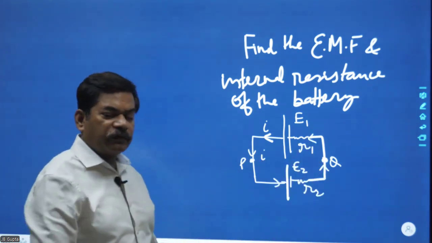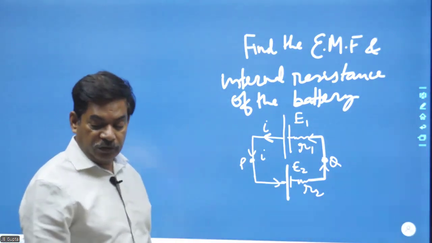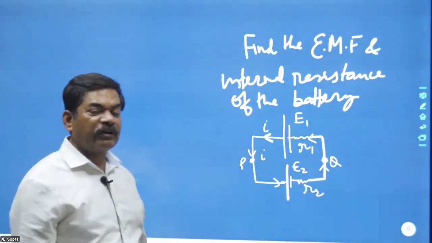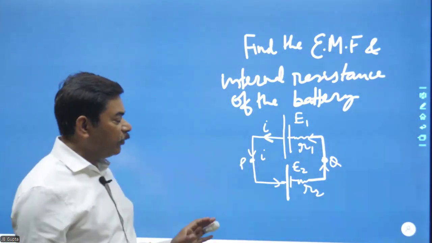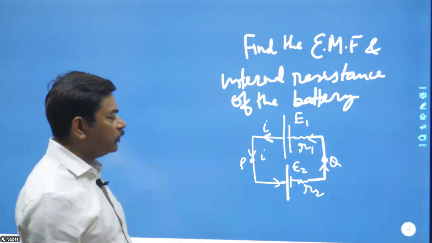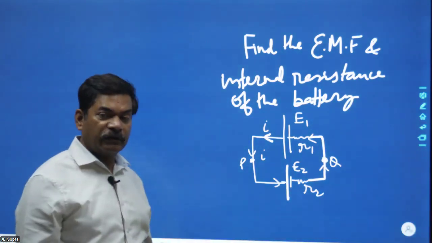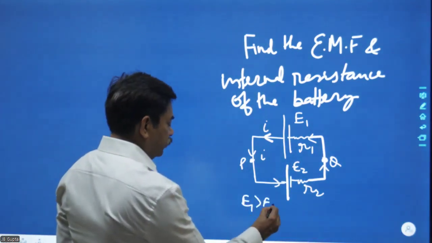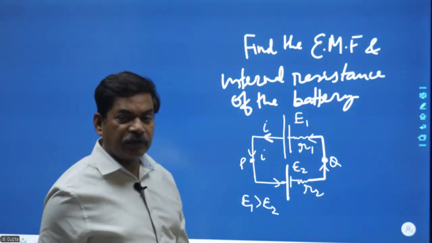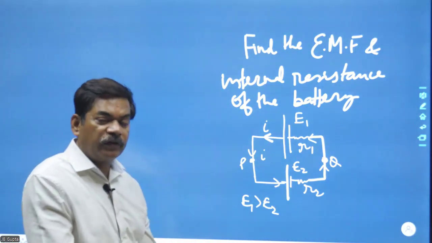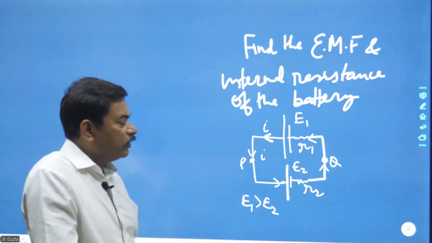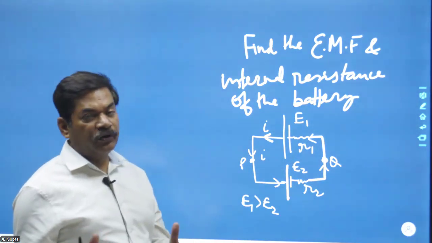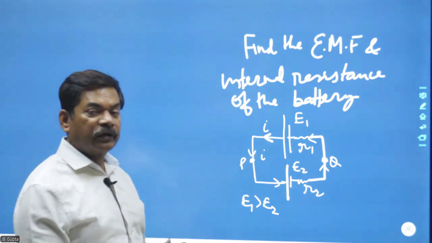Of course, the direction of current will depend upon whether E1 is greater than E2 or E2 is greater than E1. So obviously here I'm taking that E1 is greater than E2. The examiner may give you this. If they don't, you can also consider by yourself either E1 greater than E2 or E2 greater than E1, and depending upon that, you can match the correct option.